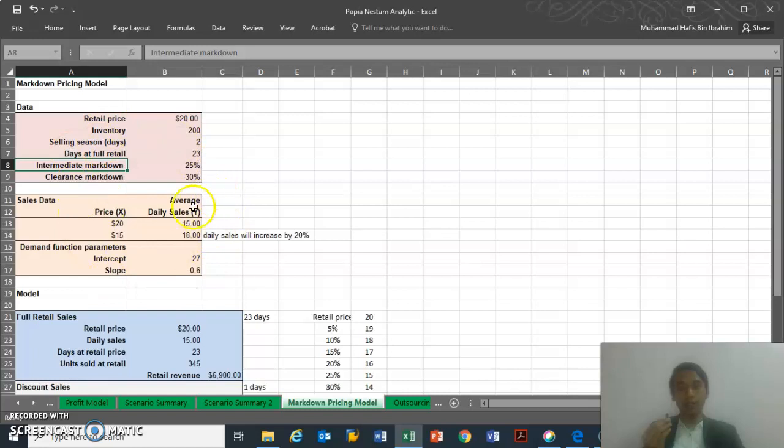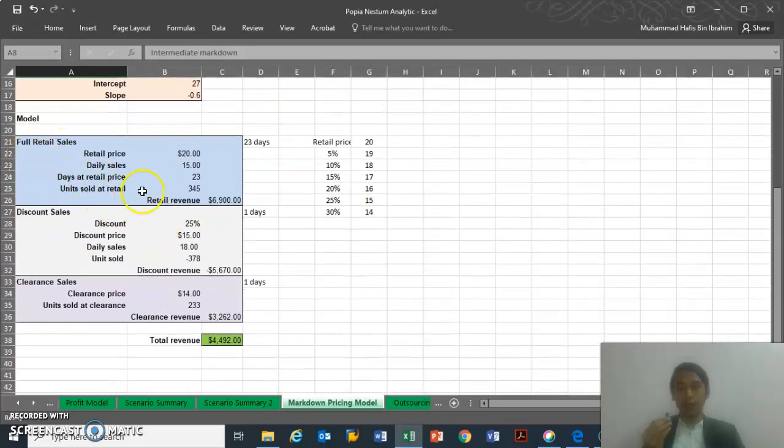And after calculating this, I got my profit for full retail. My revenue for full retail sales is 6,900 ringgit. My revenue for discount sales is negative 5,670 ringgit. And my clearance sale revenue is 3,262 ringgit. So I got a problem here.